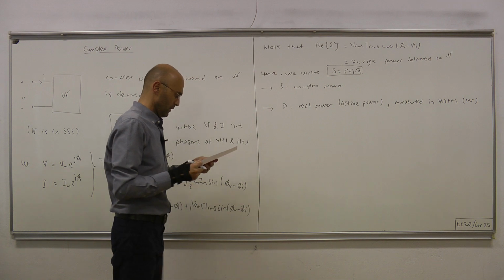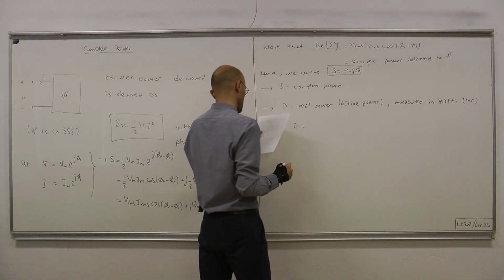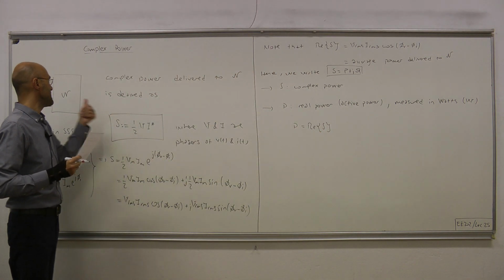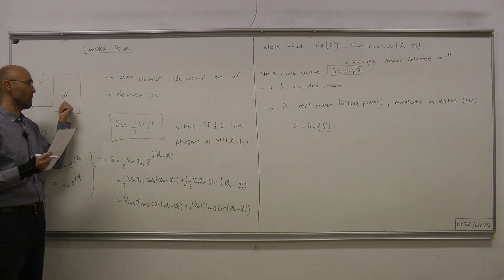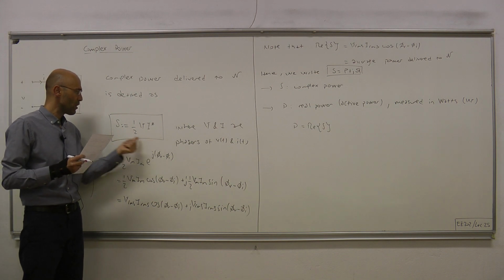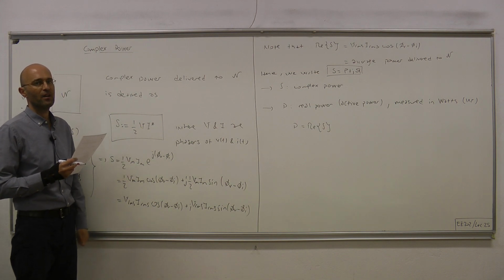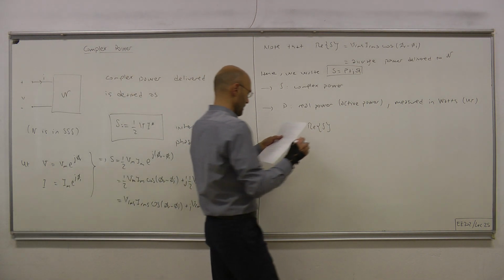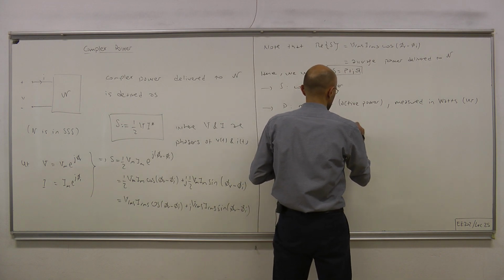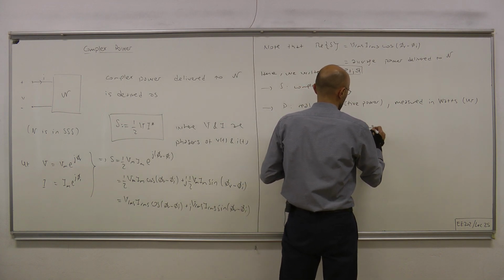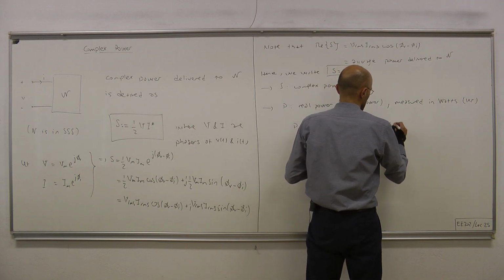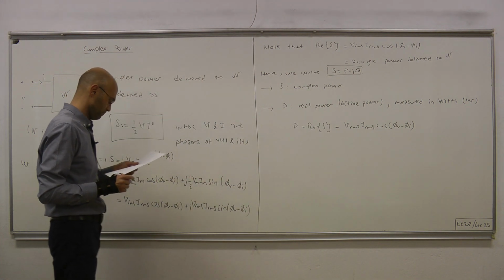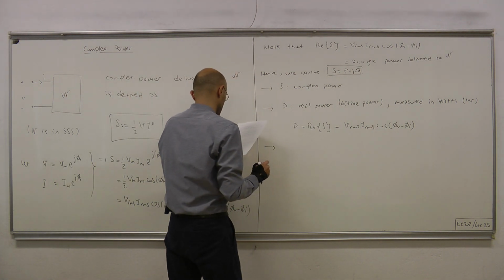So, in other words, P is the real part corresponding to a one port. One port is the real part of this complex number, 1/2 V times I star, or the real part of S, and that equals V RMS I RMS times cosine of phi V minus phi I.